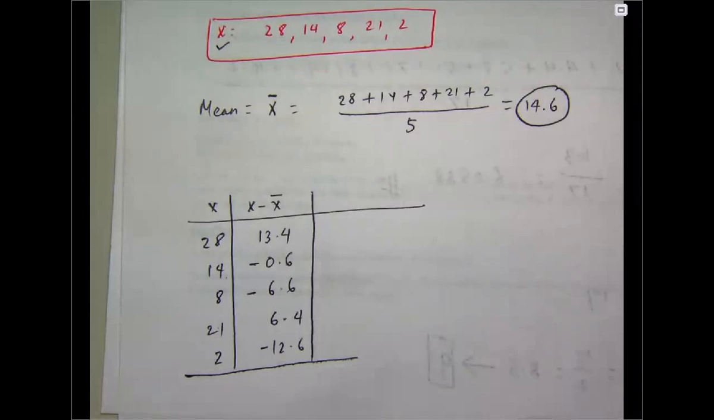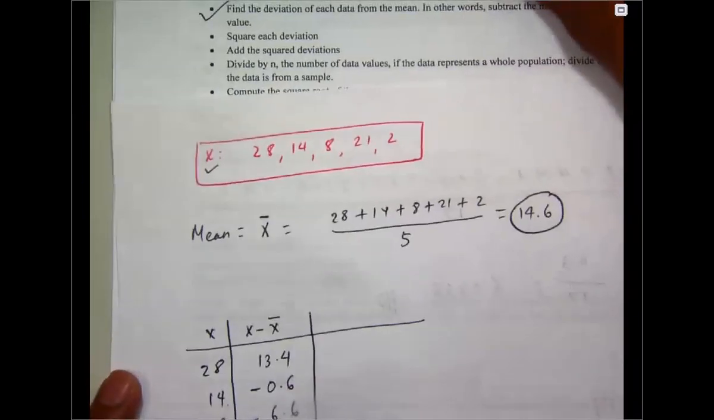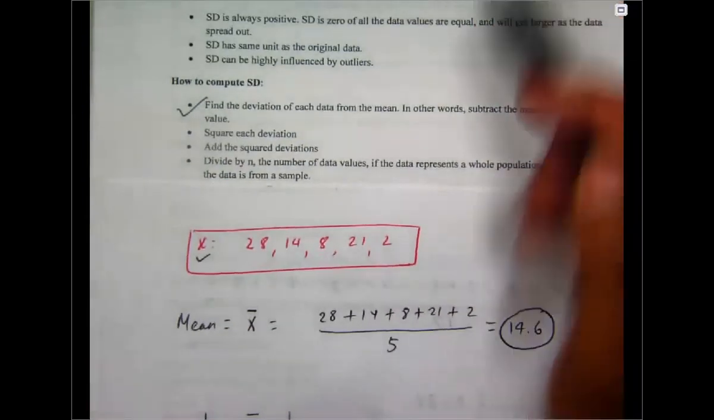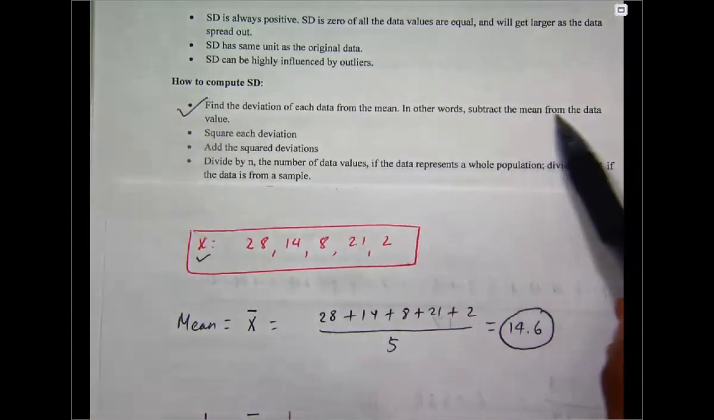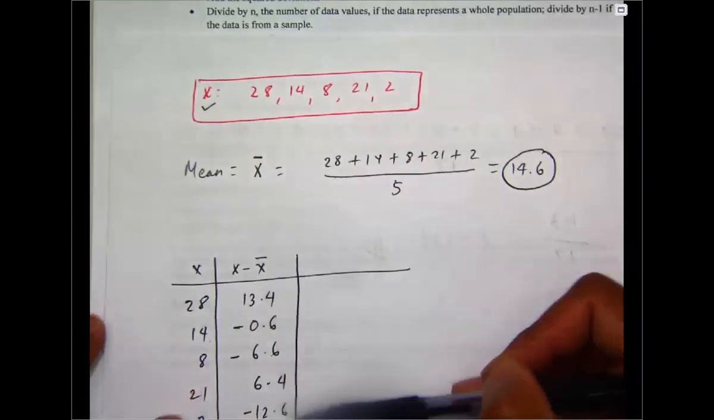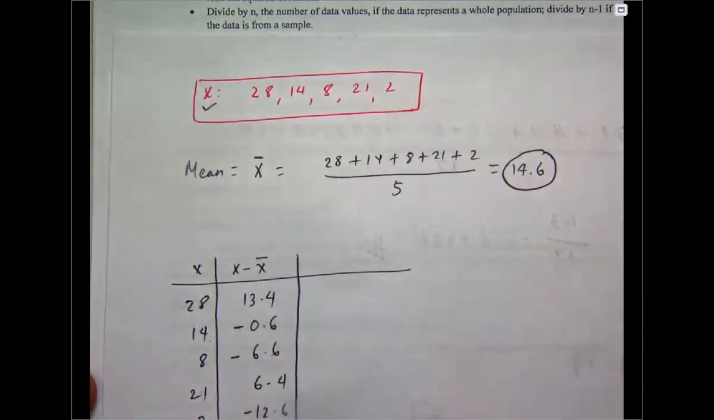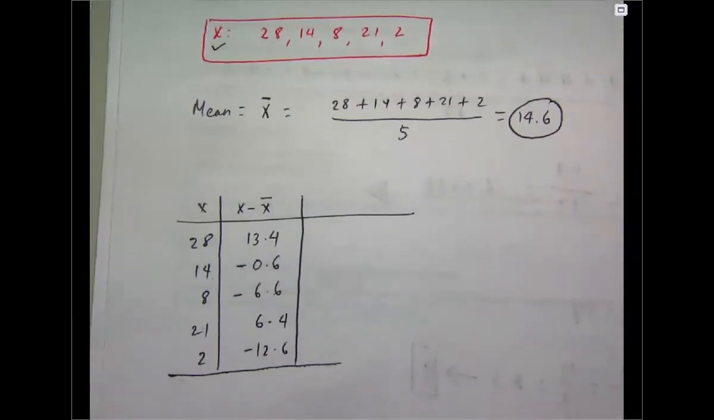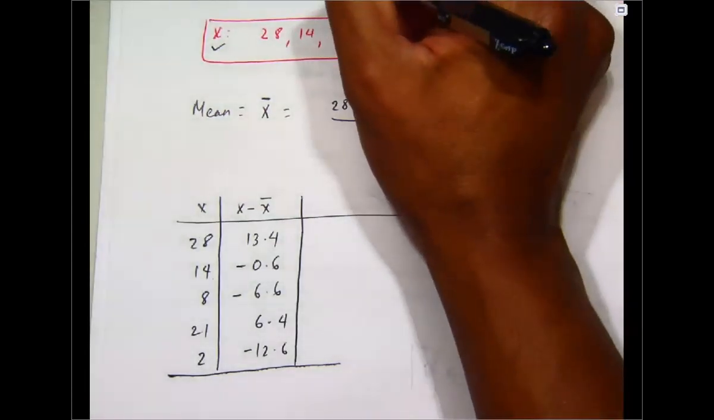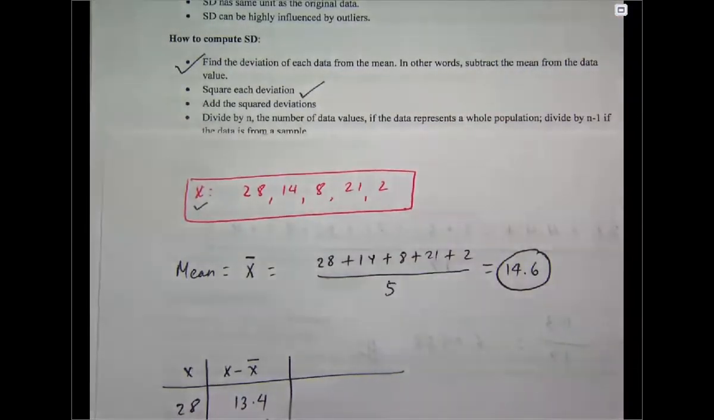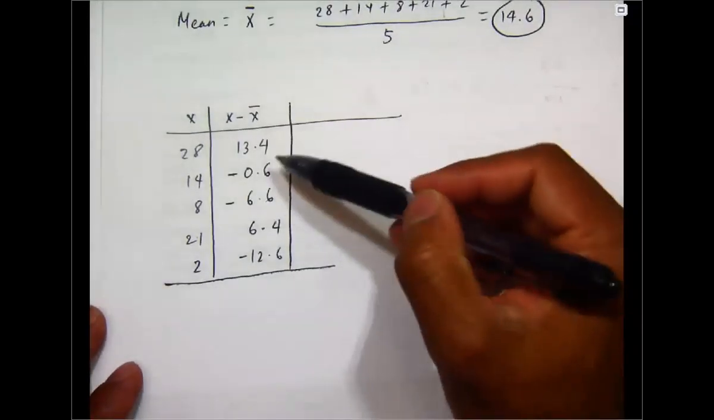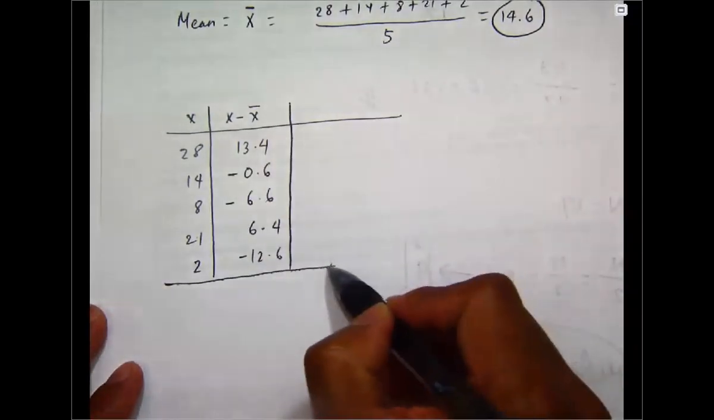Make sense? So that is our step 1 from here. Find the deviation of each data from the mean. In other words, subtract the mean from the data. That's what we did. Are you with me? Okay. What is the next step? Now the next step is to square each deviation. The meaning is, whatever you got here in the second column, just square that.